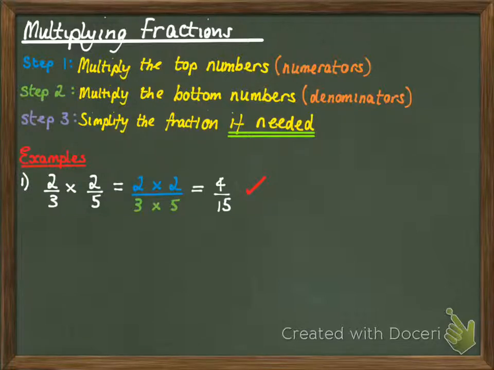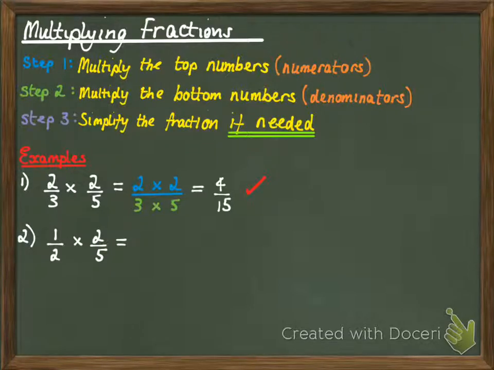Step 3 says simplify the fraction if needed. I can't simplify 4 over 15 because there's not a number which goes perfectly into 4 and into 15. So 4 over 15 is the only thing I can leave it as. So in this case, that would be my correct answer. Question 2, this time is going to give us a question which is going to simplify. So this time we are going to include step 3.